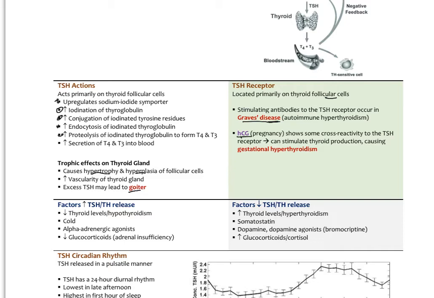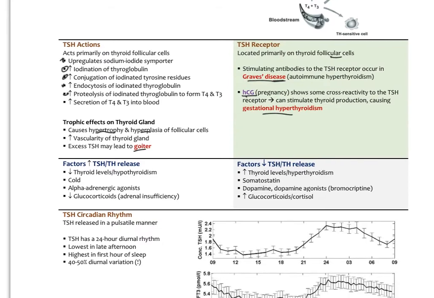HCG, which is a pregnancy hormone, of course, from the placenta, shows some cross-reactivity to the TSH receptor, and so that can actually stimulate thyroid production. And that is what we think causes what's called gestational hyperthyroidism, when women get hyperthyroidism during pregnancy from the elevation of HCG. And that resolves after pregnancy because the HCG levels go down.